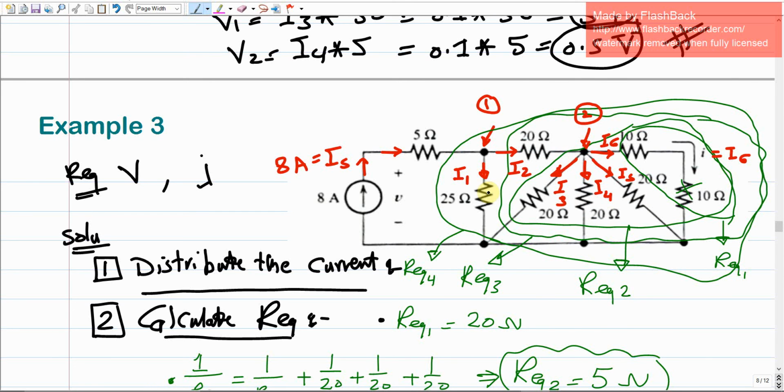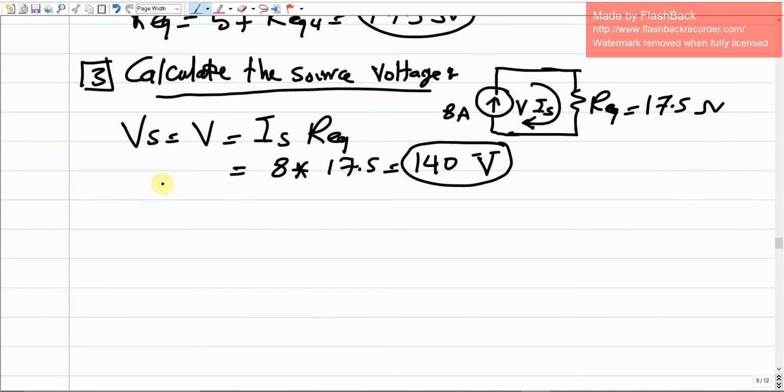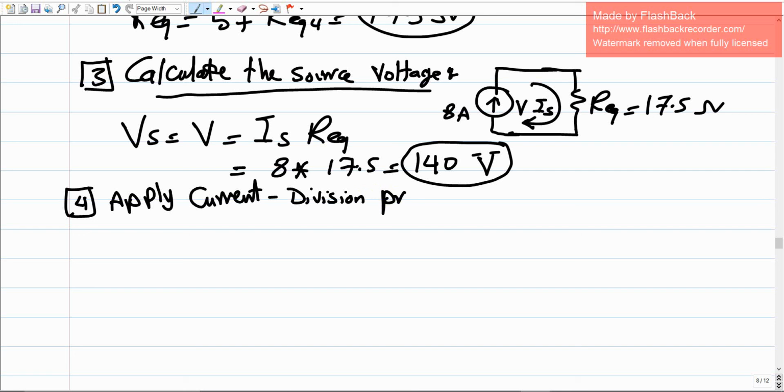Make sense? So how can we find I2? I2 is the division of the total Is into I1 and I2. So let us calculate I2 first. So what I'm going to do here, step 4, apply current division principle.